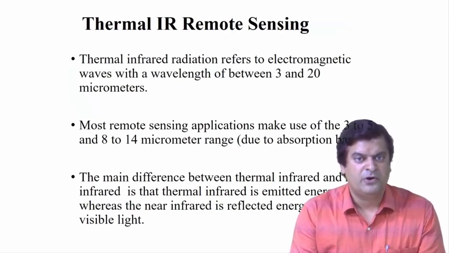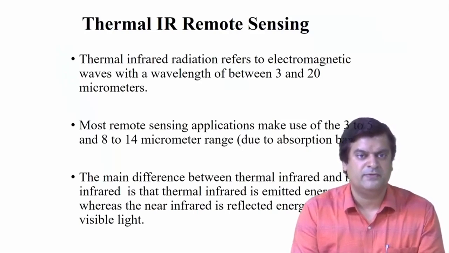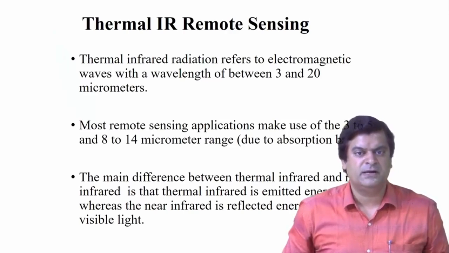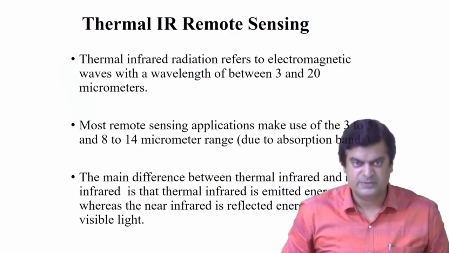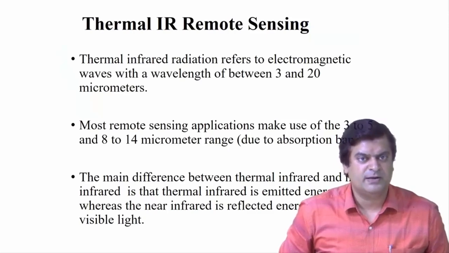Now we have talked about the thermal infrared as well as the reflected infrared. The main difference between the thermal infrared and near infrared is that the thermal infrared is emitted energy, whereas the near infrared is reflected energy, similar to visible light. So the reflected infrared or near infrared is also used in optical multispectral remote sensing.